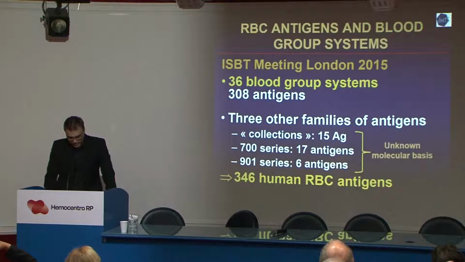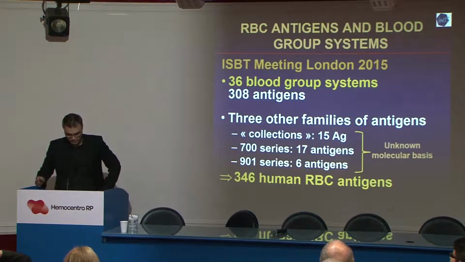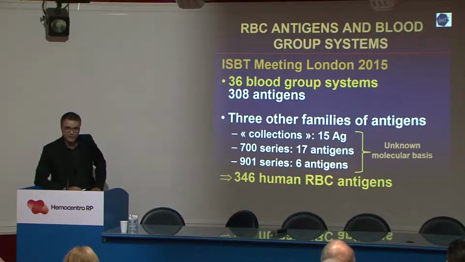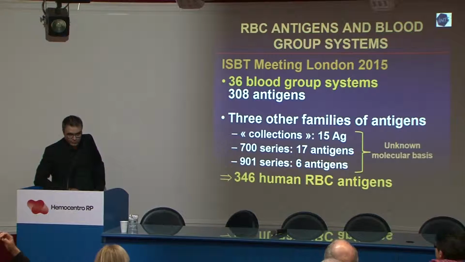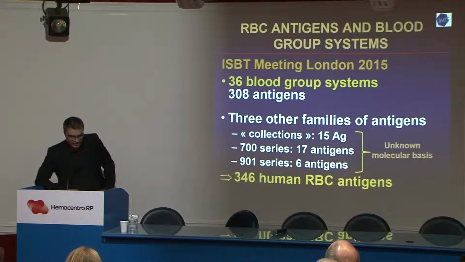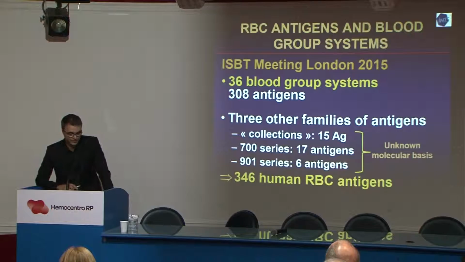this is the official count of blood groups from the International Society of Blood Transfusion. The last meeting was held in London this year, so there are now 36 blood group systems. This accounts for 308 antigens. And there are also three other families of antigens. I won't go into details, but the names are collections, the 700 series and the 901 series. You should know that for these antigens, we don't know their molecular basis. So that comes to a total of 346 human red blood cell antigens. Just to give you an idea of the complexity of this.